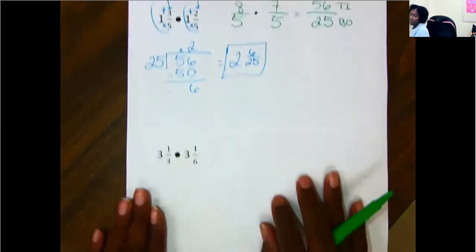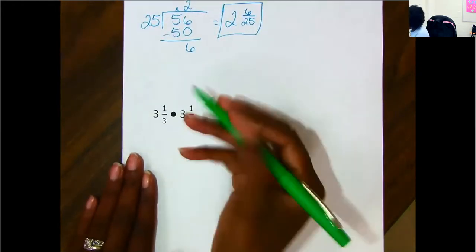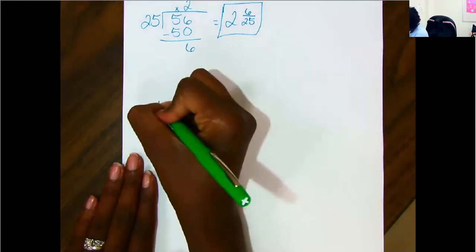All right, let's do one more for our practice. Again, I have mixed numbers, so I need to set up my Texas two-step.